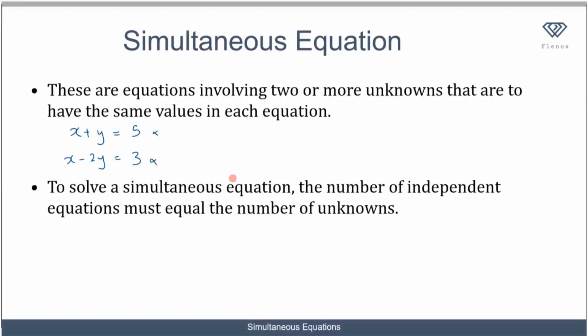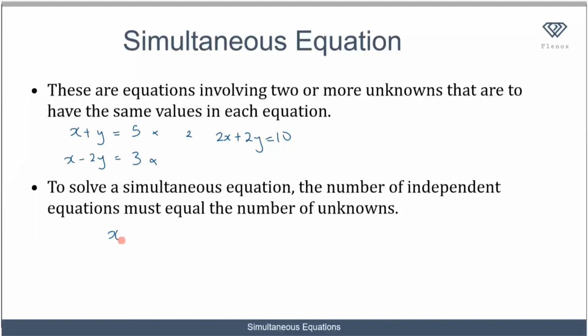So what do we mean by independent equations? For example, if I multiply this first equation by 2, I'm left with what? 2x plus 2y is equal to 10. Even though this equation looks different from this equation, they are both the same thing because I can reduce this to this. So in this case, these two equations are not independent, they are dependent. Independent means that they stand alone. So something like this is a pair of independent equations. So I need two independent equations to solve equations with two unknowns.